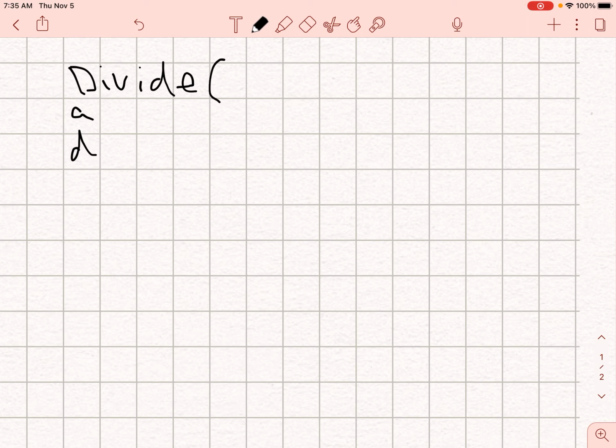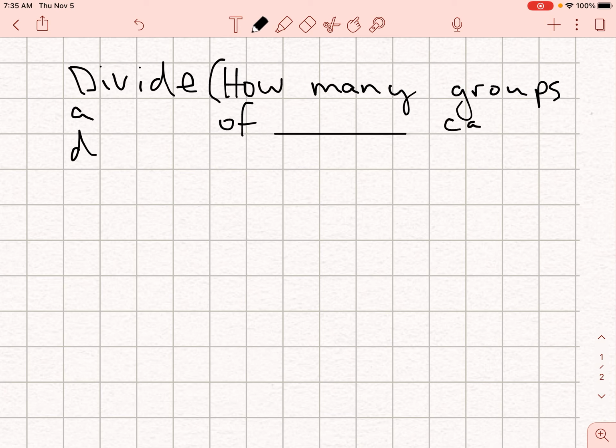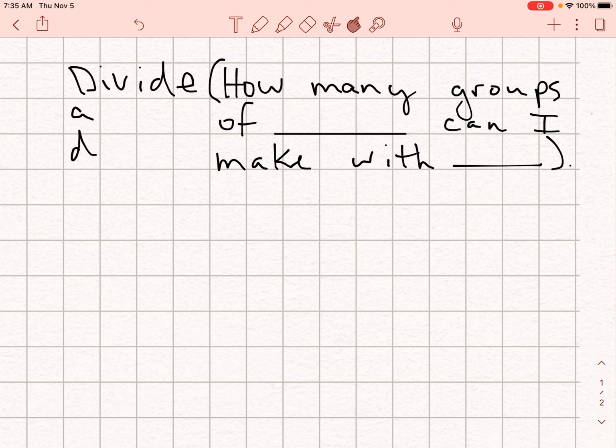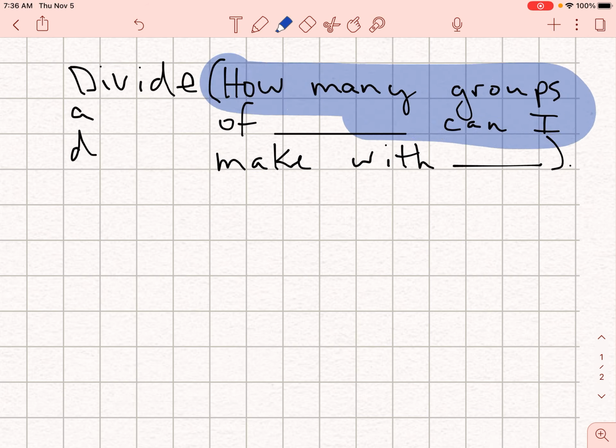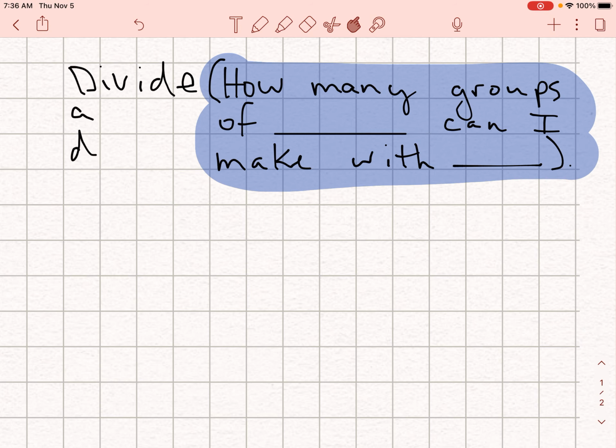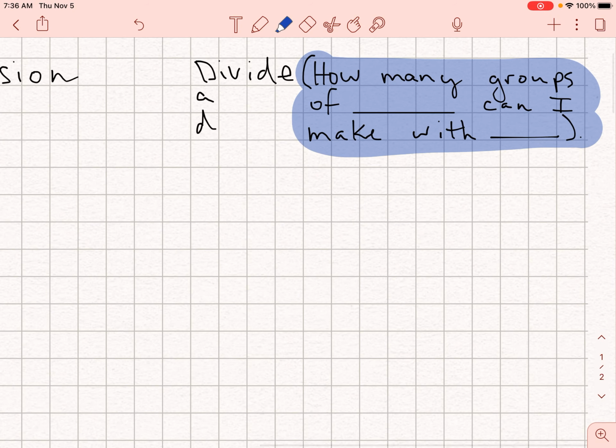The very important part about that word divide, and we're going to use this very frequently, is this. I would like you to put this in. How many groups of blank can I make with blank? We're going to use that question. I'm going to highlight the question, and I'm going to refer back to it a few times during this lesson. How many groups of blank can I make with blank? And right now I realize it doesn't make much sense, but it will make sense as we go. So step number one is divide.